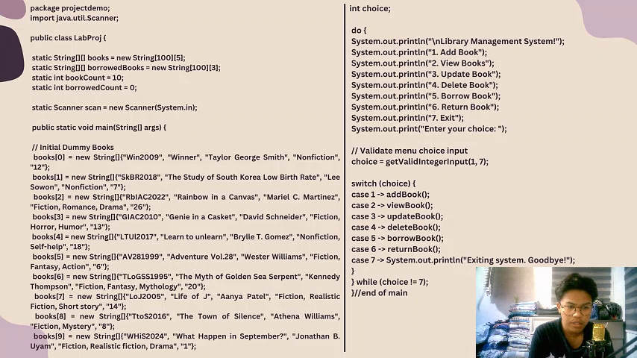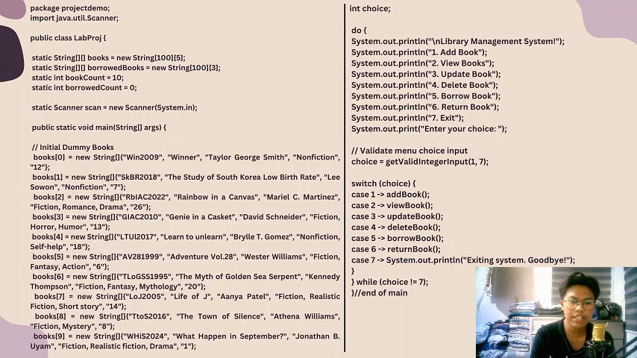These options include add book, which inserts a new book into the inventory; view book, which lists all books along with their details; update book, which modifies an existing book in the array; and delete book, which removes a book from the inventory. Borrow book registers a book as borrowed, reducing its available count. Return book records the return of a borrowed book, restoring its availability. Lastly, exit terminates the program itself. The menu operates in a loop, and users can perform these tasks until they choose to exit the system.